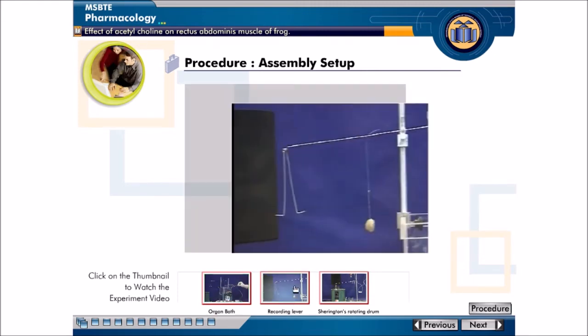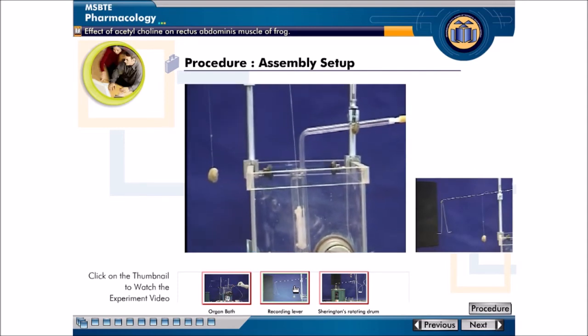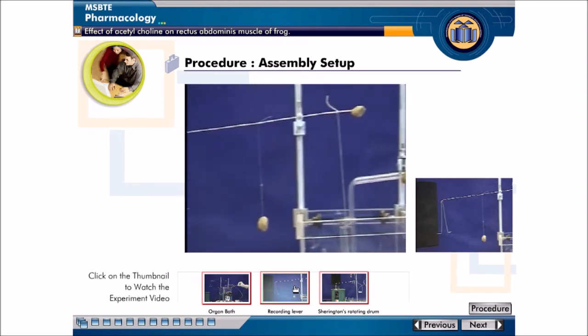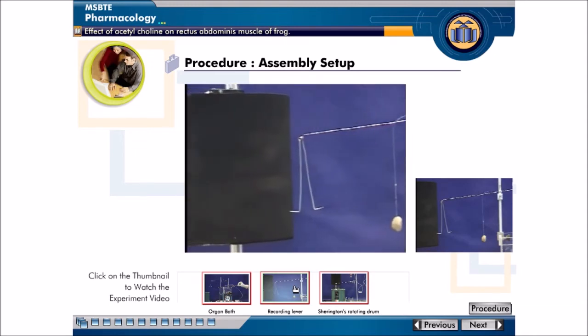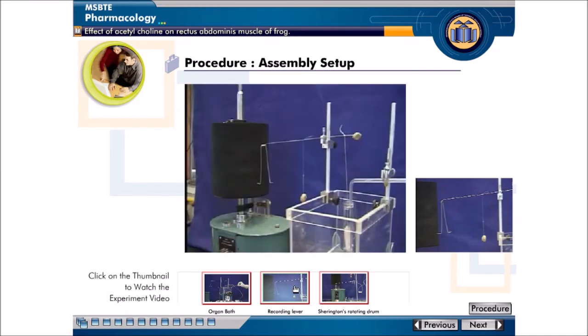Recording lever. To record the responses of drugs on muscle preparation, one can use either simple lever or frontal writing lever. Frontal writing lever is made up of light aluminium and is designed in such a way that the writing tape rotates freely about its axis. For proper recording of responses, adjustment of magnification of lever is necessary.